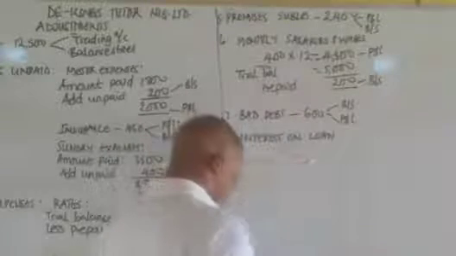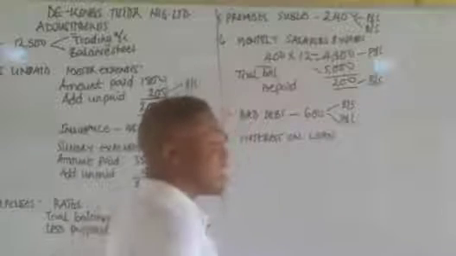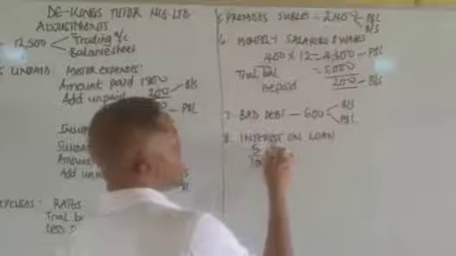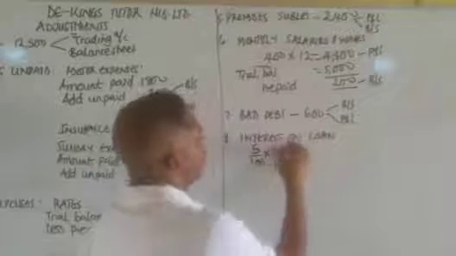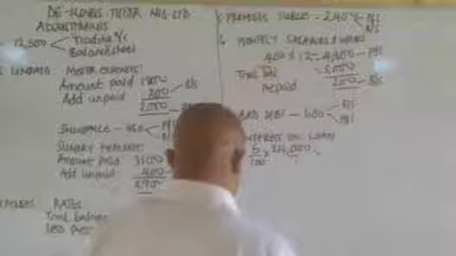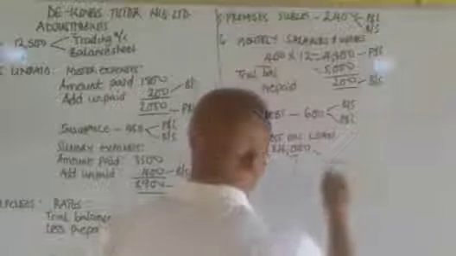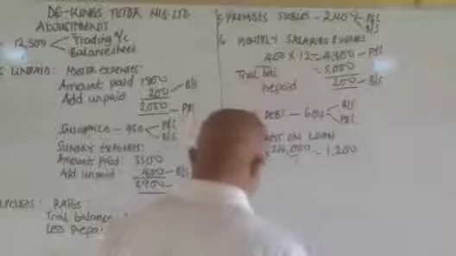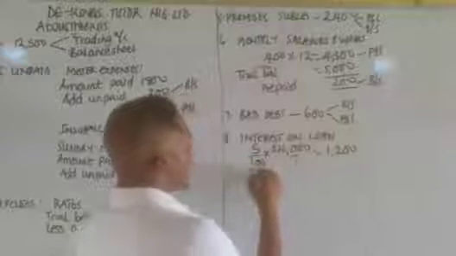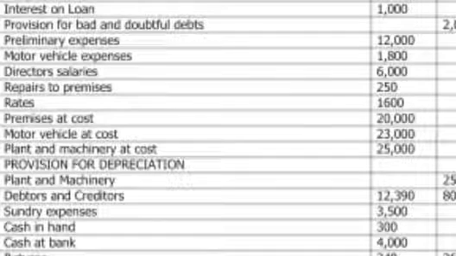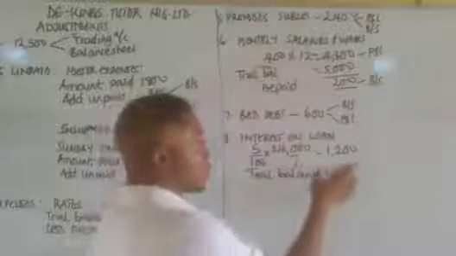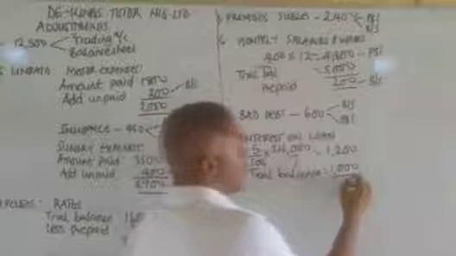The other one is interest on loan. So they collected loan and they have to pay interest. Okay? And they said the interest is 5% times the loan amount, which is what? 24,000. Okay? So 5% on 24,000 will give us 1,200. Now let's check in the trial balance if there's interest on loan. So in the trial balance, there's interest on loan there. And the amount is what? 1,000. It means they paid 1,000. But what they are supposed to pay is 1,200 as interest.